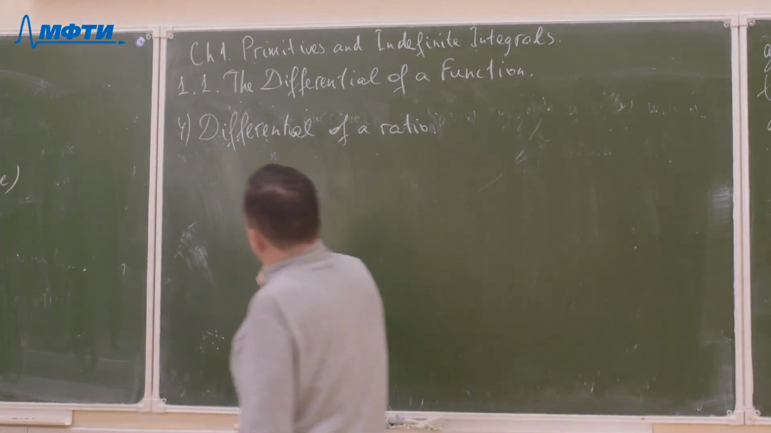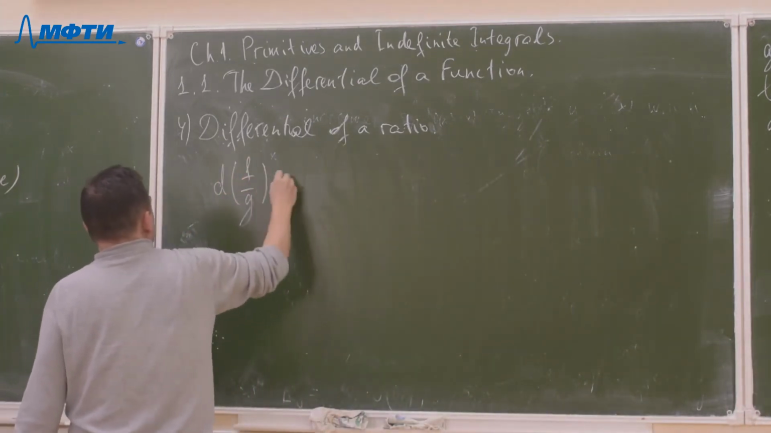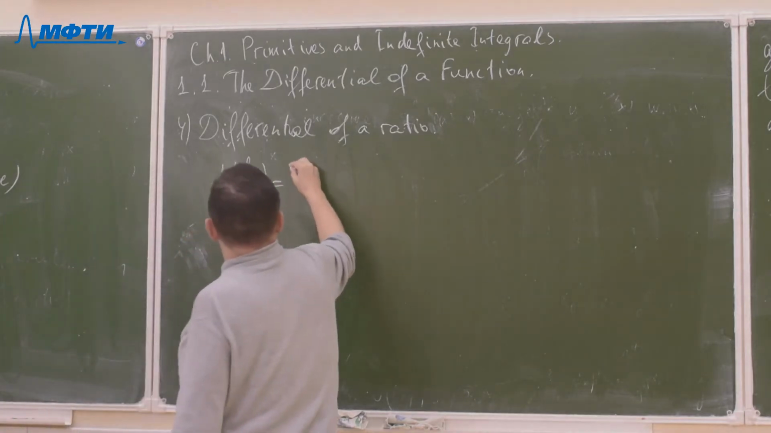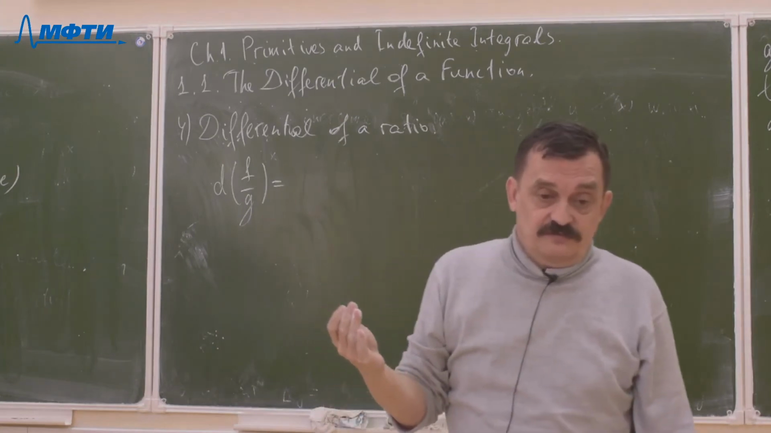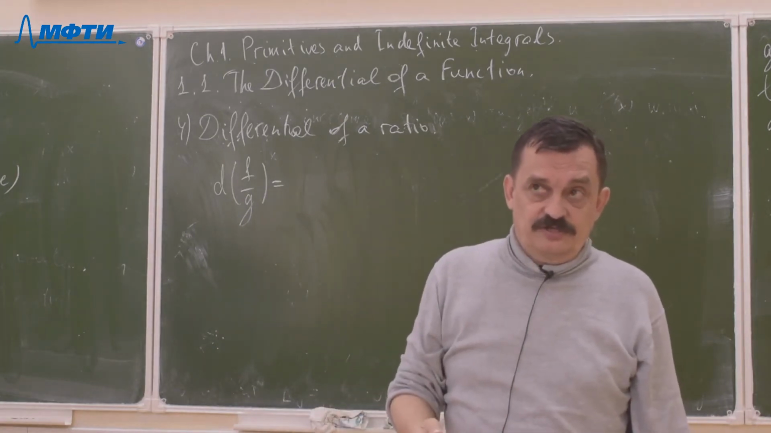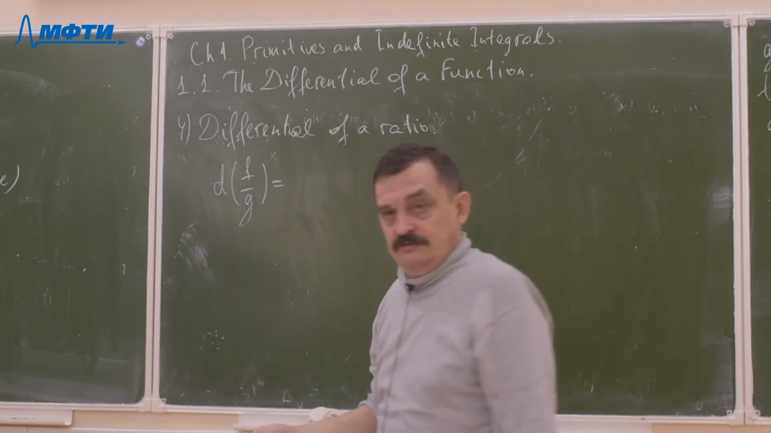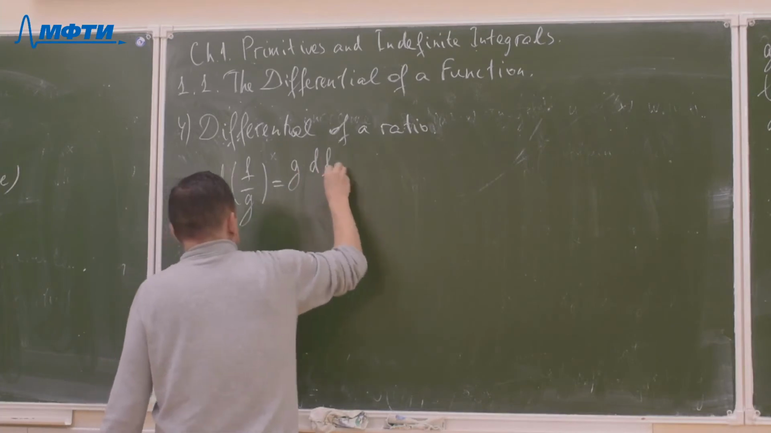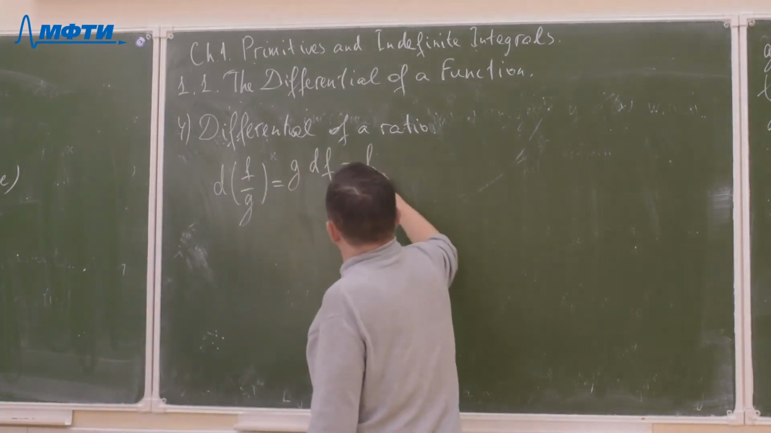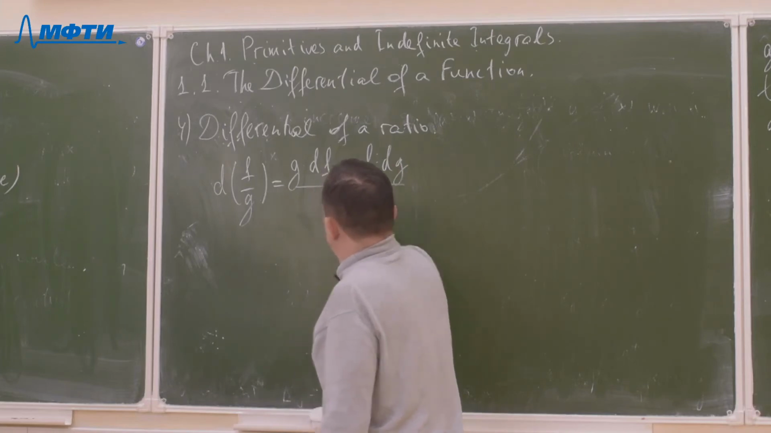I will write here f over g equals to, so remember the property of derivative. The derivative of a ratio equals the derivative of the numerator times the denominator. So it means the denominator times the differential of the numerator minus f times dg, over the square of the denominator.